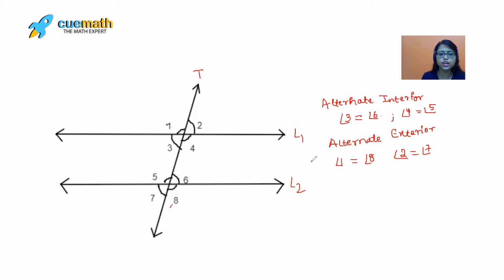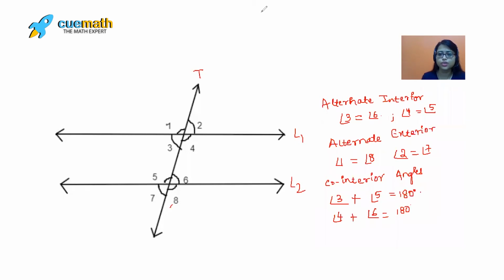Next we come across co-interior angles. What is the relation between co-interior angles? Tell me, which are the co-interior angles here? Angle 3 and angle 5 are your co-interior angles. If I try to relate them, I can say that the co-interior angles add up to 180 degrees. This is the relation existing between co-interior angles. Similarly, angle 4 and angle 6 equals 180 degrees. Isn't it super easy?